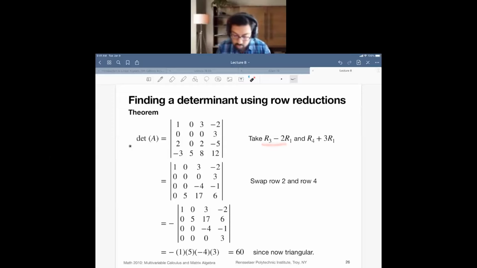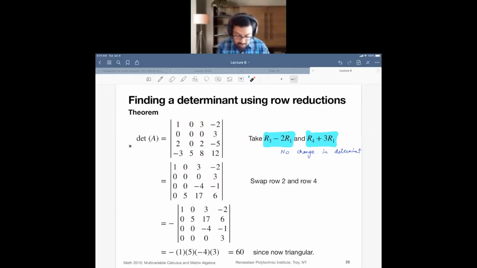Do these row operations: row 3 minus 2 times row 1, row 4 plus 3 times row 1. If you do these row operations, you get this particular matrix here, and you're still trying to find the determinant of that. But these operations, we know, both of them, do not change the determinant. So there is no change in determinant, which is why the determinant of this matrix is going to be the same as this one. I didn't do any manipulation there.